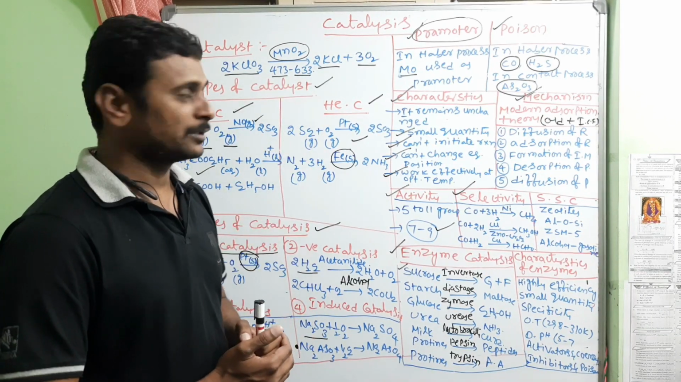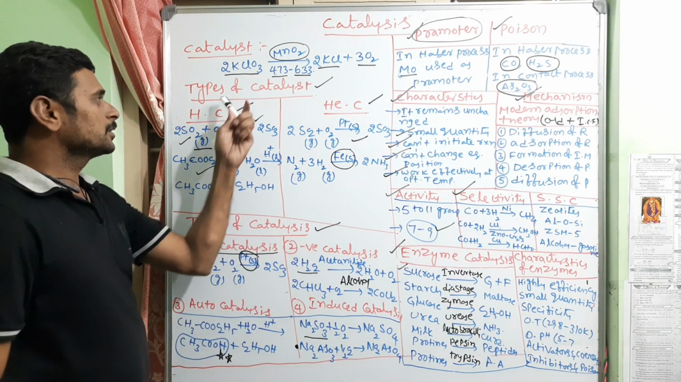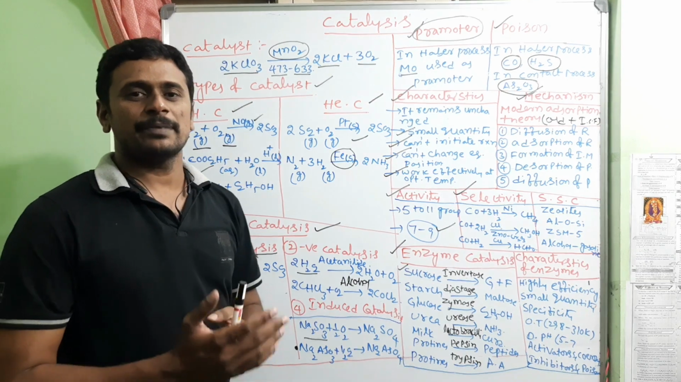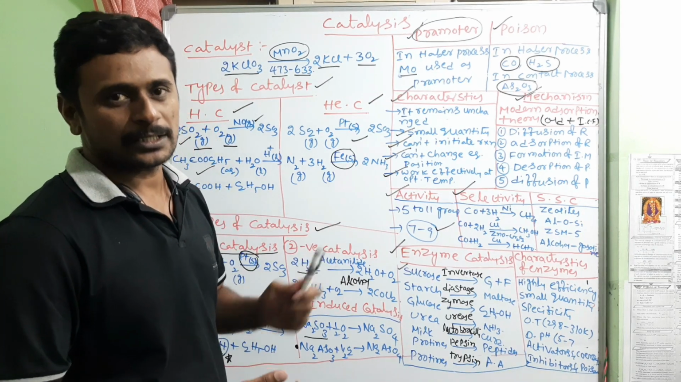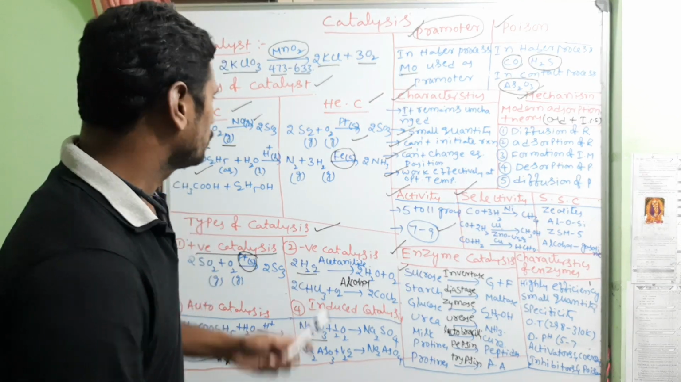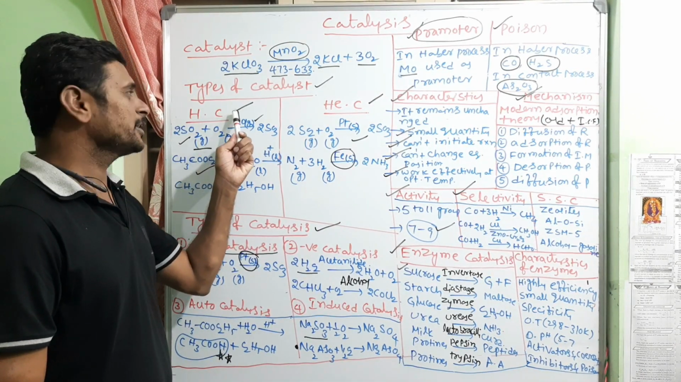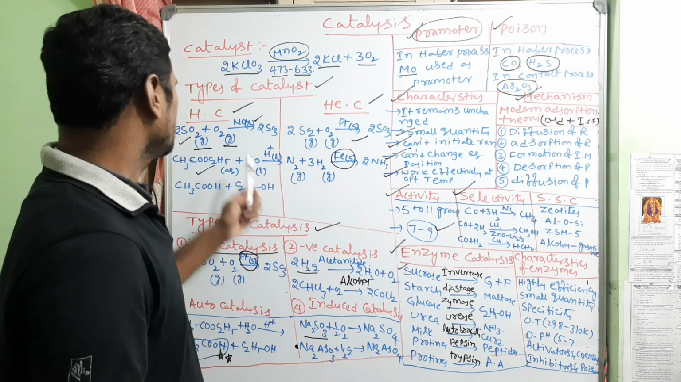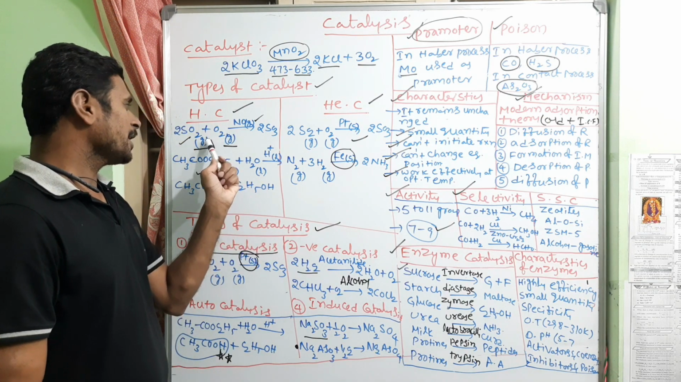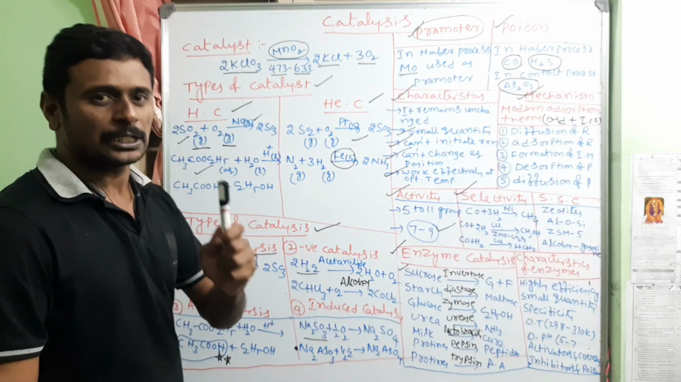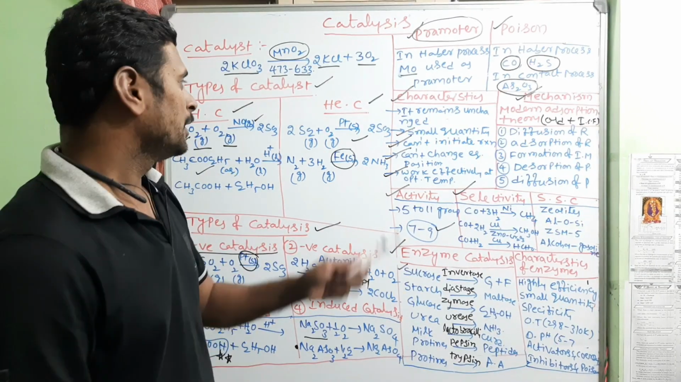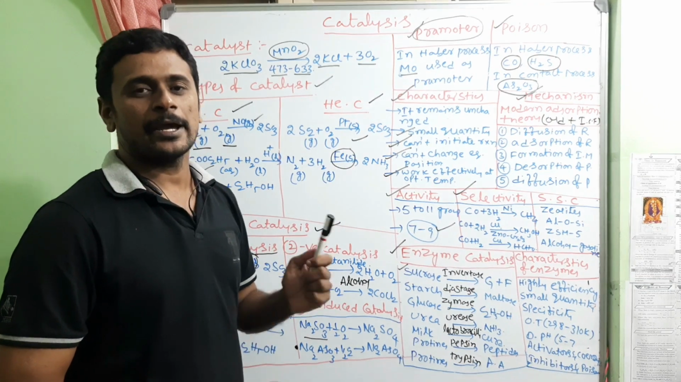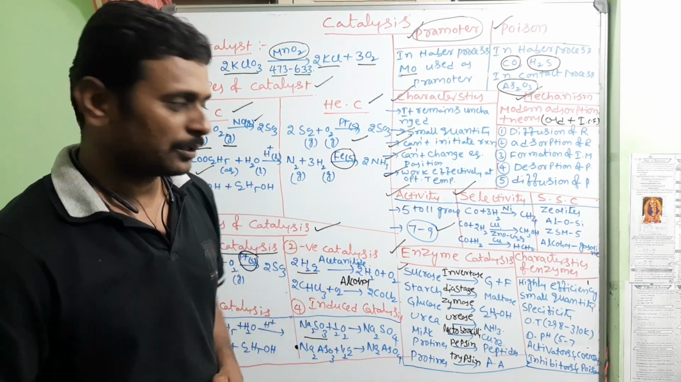accelerate this reaction. So now the next one is the types of catalyst. This classification is based on the physical state of reactants and catalyst. The first one is homogeneous catalysis and the second one is heterogeneous catalysis. In homogeneous catalysis, the reactants and catalyst are both present in the same phase. In heterogeneous catalysis, reactants and catalyst are present in different phases.